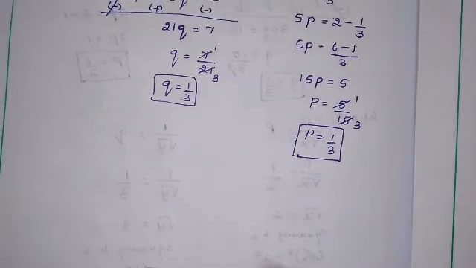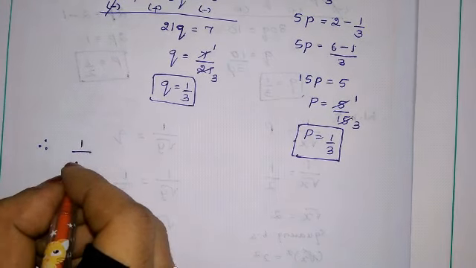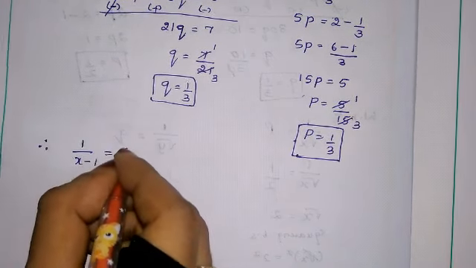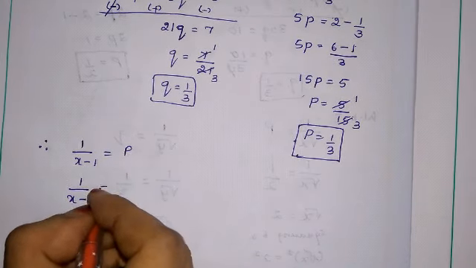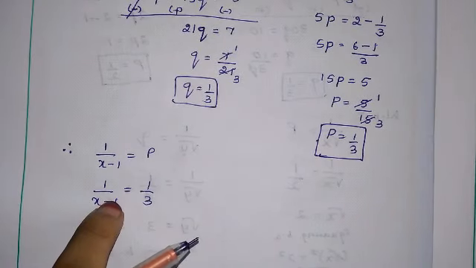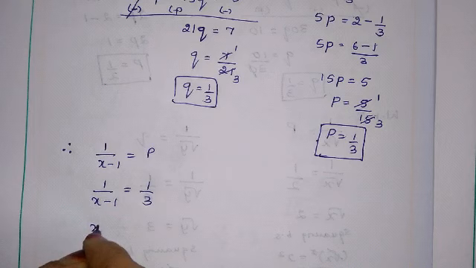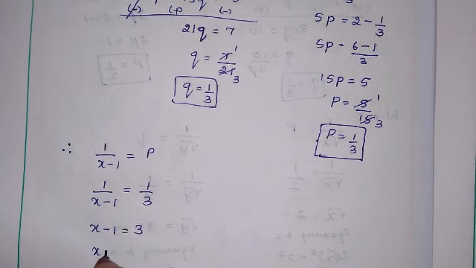Therefore, we know that 1 by x minus 1 is p. We have taken 1 by x minus 1 as it is. The p value is 1 by 3. Let us cross multiply. x minus 1 into 1 is x minus 1 only. 3 1s are 3. x is equal to 3 plus 1. x is equal to 4. We got the x value as 4.